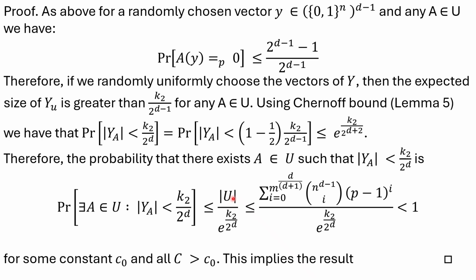We said U has at most m to the power of D divided by D plus 1 entries, so we go over all the sum. We choose I entries, and we multiply by the possibilities that this is non-zero, which is p minus 1 to the power of I. This is less than 1 for some constant C0 and all C that is greater than C0, which implies the result, because we said if the probability is less than 1, then there exists, as we claimed.